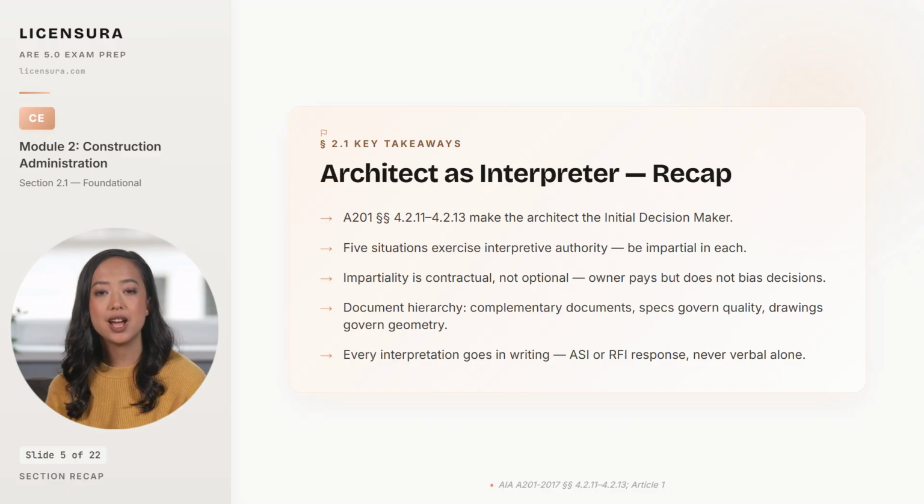The document hierarchy is the architect's working tool. Drawings and specs are complementary. Specs govern quality and materials, and drawings govern dimensions and geometry. And every interpretation gets reduced to writing through an ASI or an RFI response, because verbal interpretations in the field do not survive contact with Article 15.